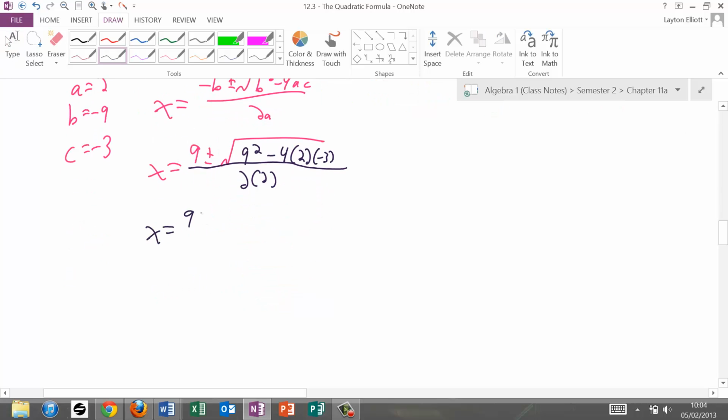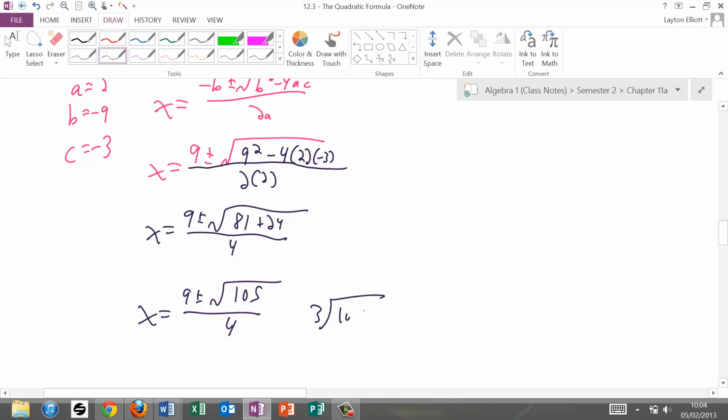X equals 9 plus or minus the square root of 81. 4 times 2 is 8, times 3 is 24. It's a plus 24, all over 4. I have x is equal to 9 plus or minus the square root of 105 over 4. Got to check 105. It's divisible by 3. So I'm going to go 3 into 105. And that gives me 3 times 3 is 9.